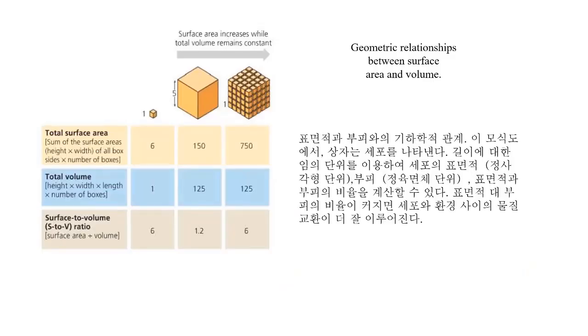So in this slide, we can see the geometric relationships between surface area and volume. Here, the cells are represented as boxes. Using arbitrary units of length, we can calculate the cell's surface area in square units, volume in cubic units, and the ratio of surface area to volume. A high surface to volume ratio facilitates the exchange of materials between a cell and its environment.